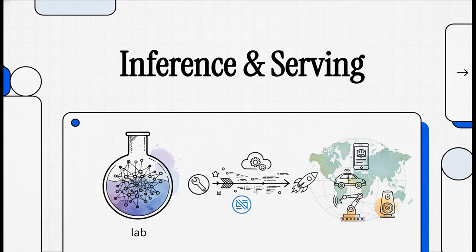All right, welcome to Module 3. So you've spent all this time and effort training a brilliant AI model. That's fantastic. But now what? How do you actually get it out of the lab and into the real world where it can do some good? Well, that's exactly what we're talking about today. This is the final critical step, inference management and serving.